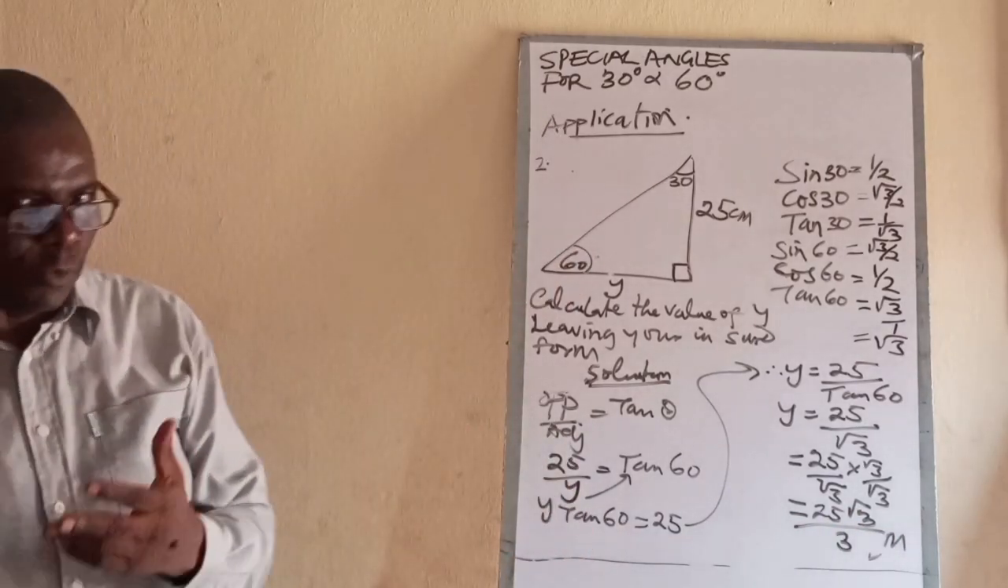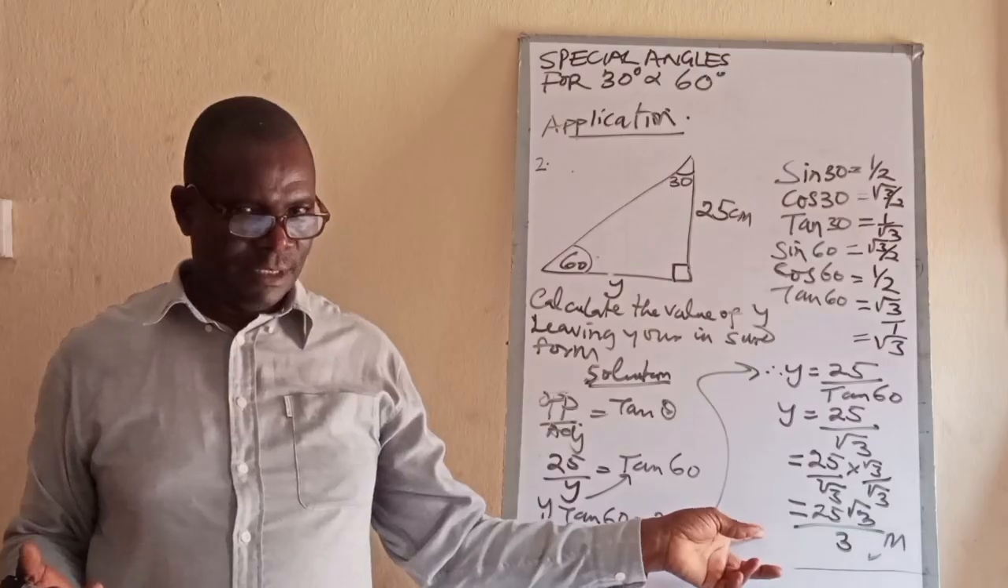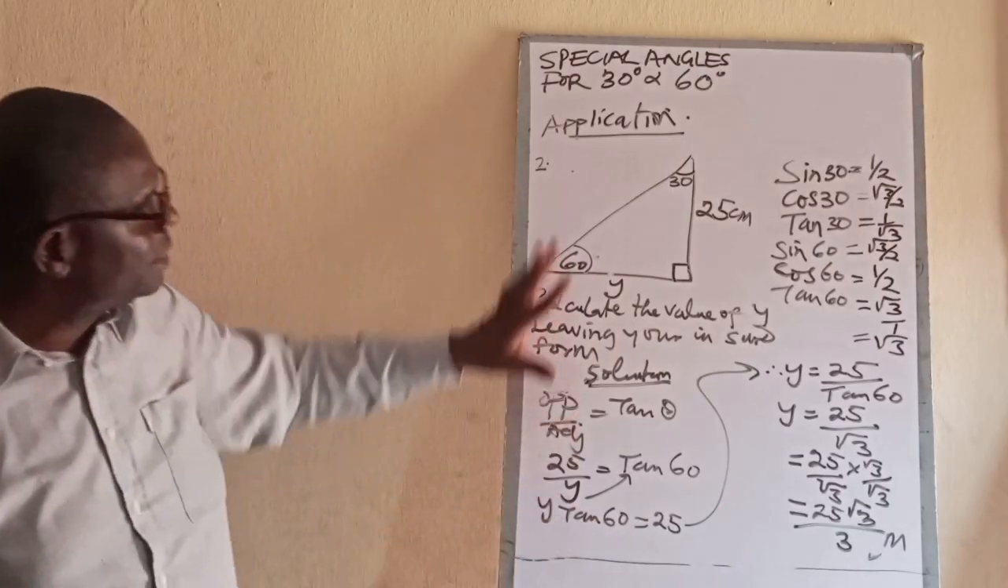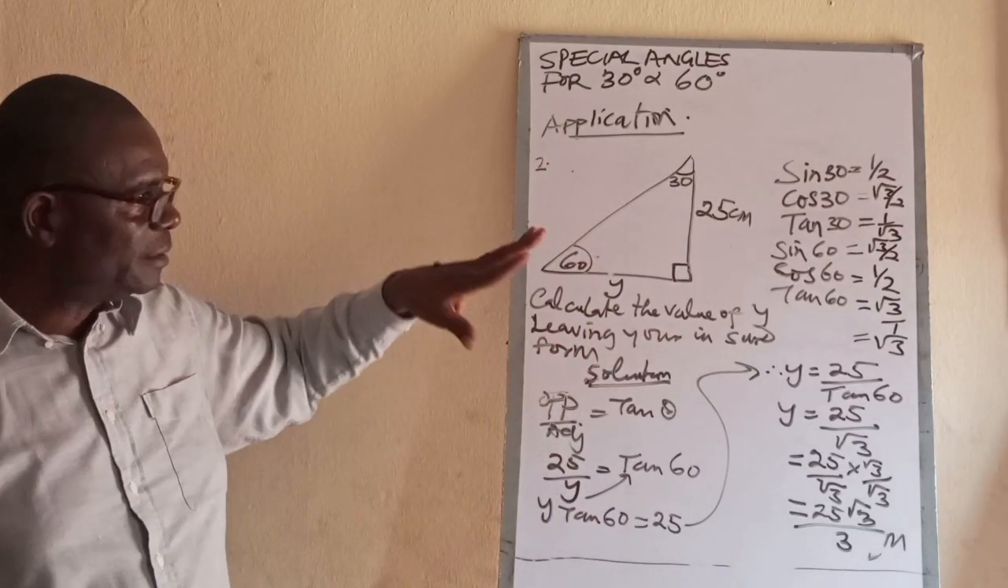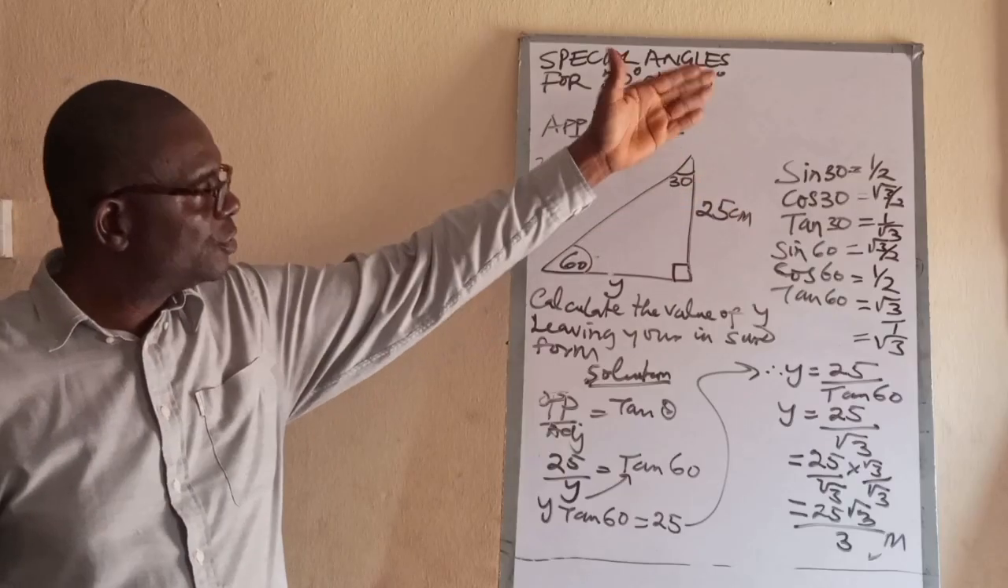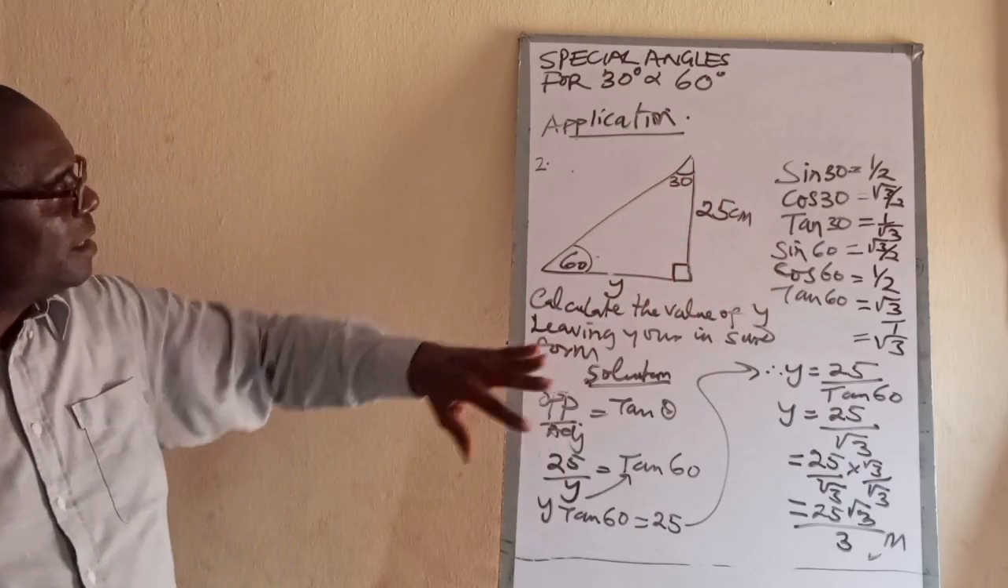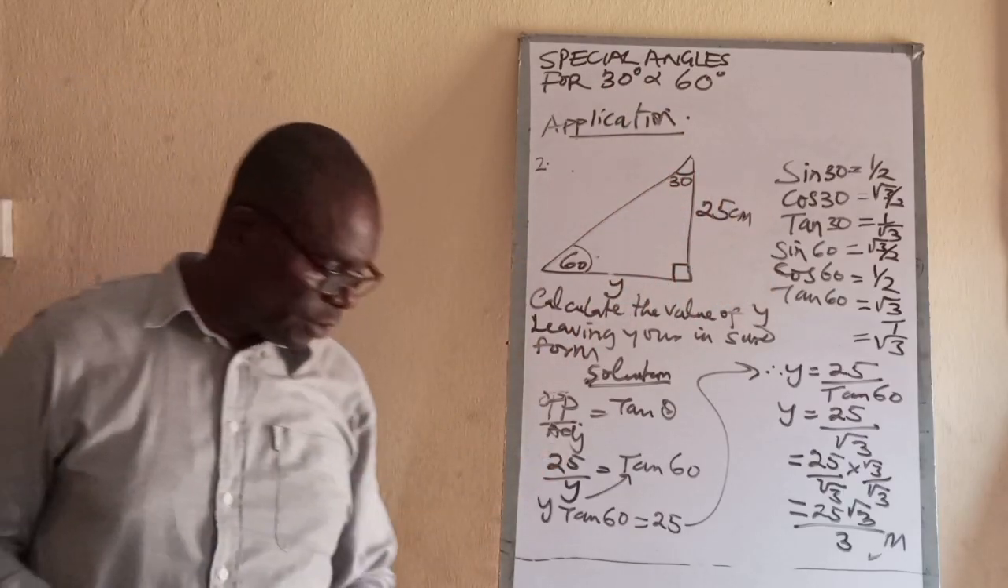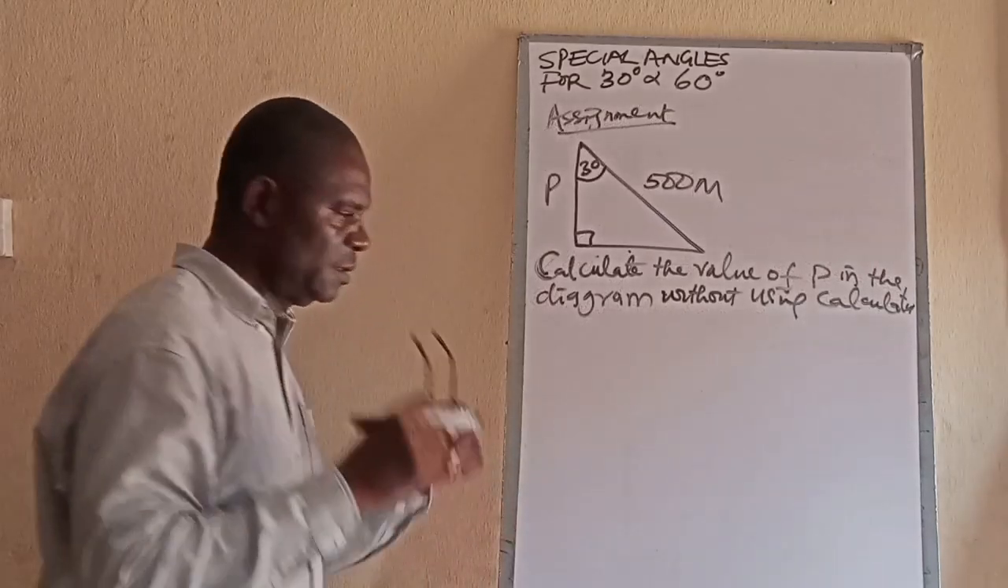Did you get it when you solved it, was it what you got? So this is how we apply it, and any other time you see it, this is how you can use the special triangle to solve your trig ratios.